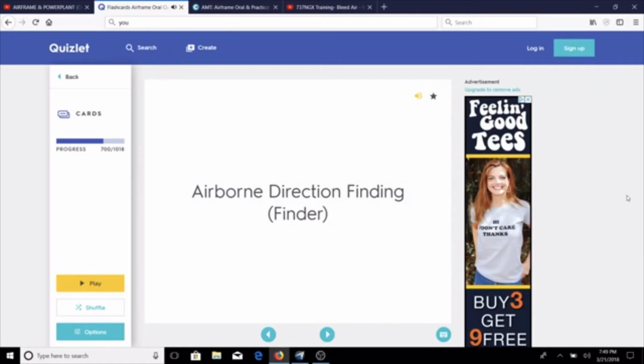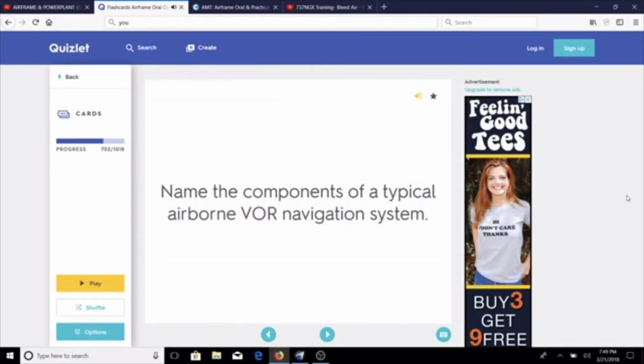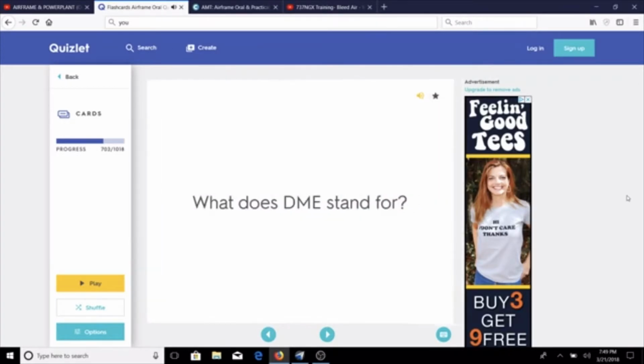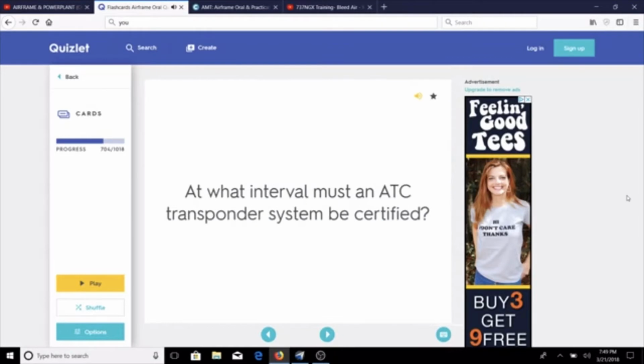Airborne direction finding. What is the function of VOR equipment? Navigation. Name the components of a typical airborne VOR navigation system. A receiver, antennas, frequency selector and visual display indicator. What does DME stand for? Distance measuring equipment. At what interval must an ATC transponder system be certified?